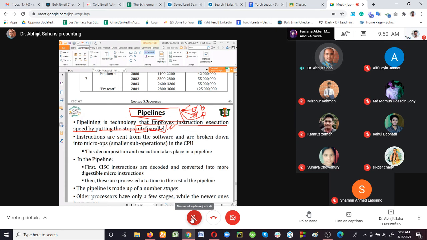So this is the same technique we are bringing here, that pipelining is going to improve the instruction execution speed by putting the steps in parallel. Again, we are seeing that similar types of techniques are there in the case of pipelines.